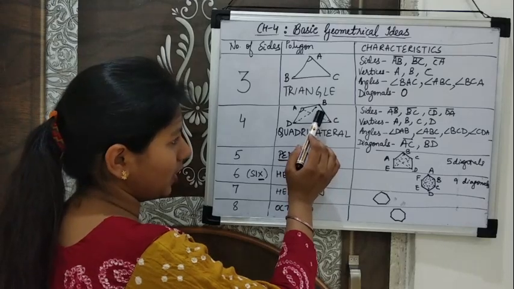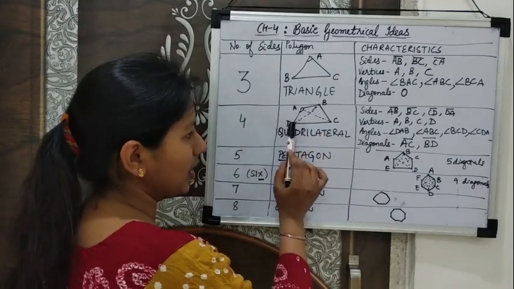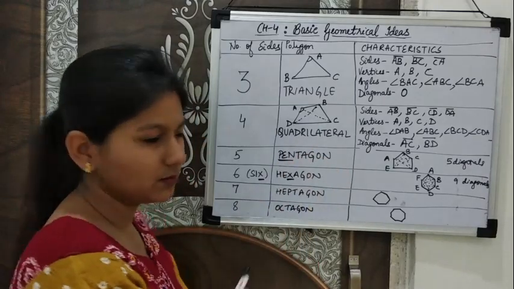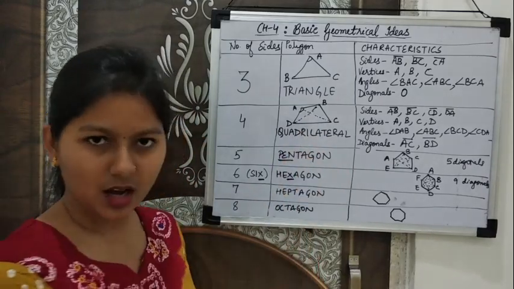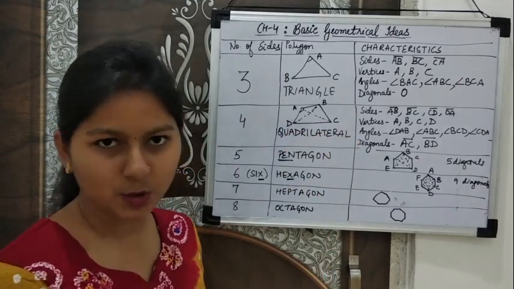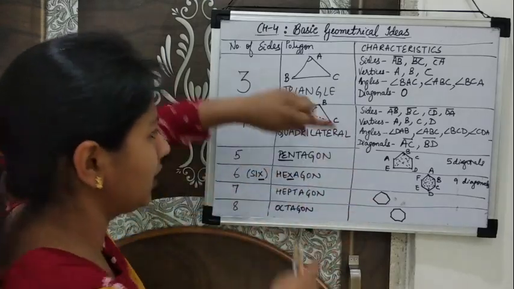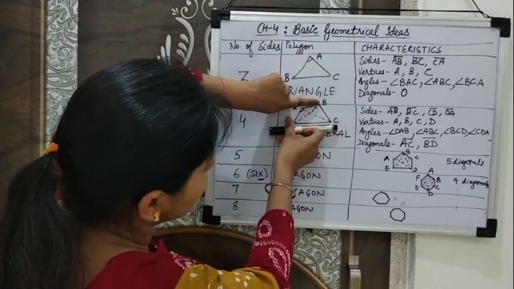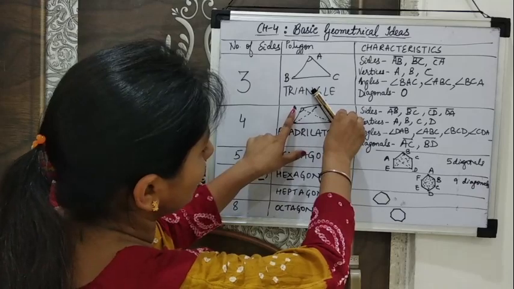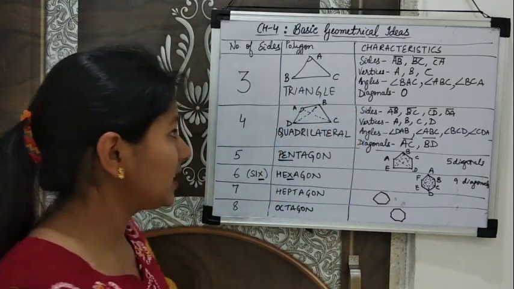Okay, but in quadrilateral, this AB side is opposite to DC. AB and DC are opposite sides. Similarly, BC and AD are opposite sides. Opposite we can easily identify, आमने और सामने होंगे. तो ये दोनों मेरे opposite sides हैं. Similarly, these two are also opposite sides. Okay. Now, what are adjacent sides?